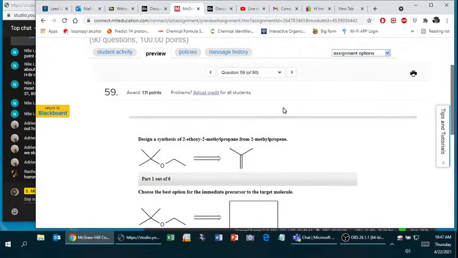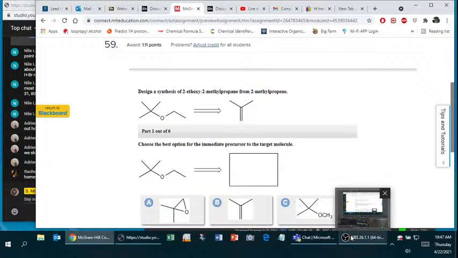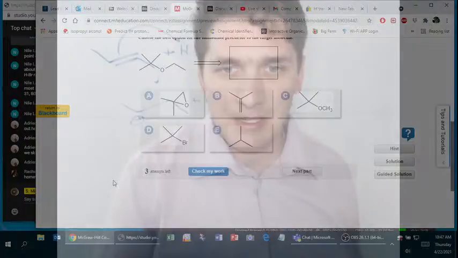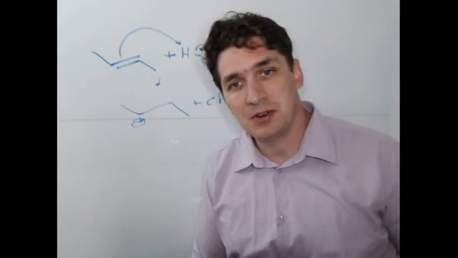Draw a synthesis of 2-ethoxy-2-methylpropane from 2-methylpropene. And like always, it's really obnoxious the arrow points the wrong way. So we're starting out with this alkene and we want to make this compound here. So I'm looking at the intermediates. So look at a precursor to the starting molecule.